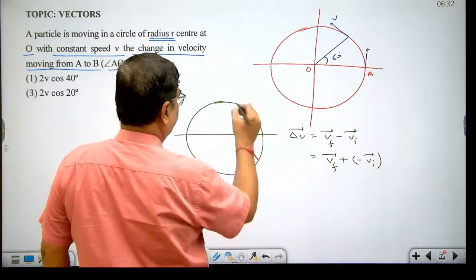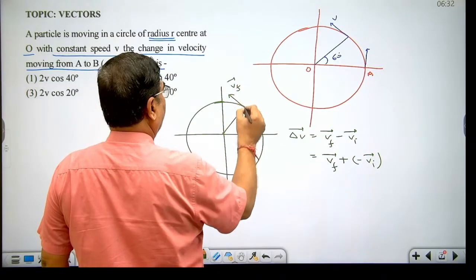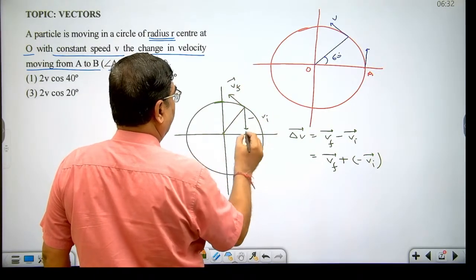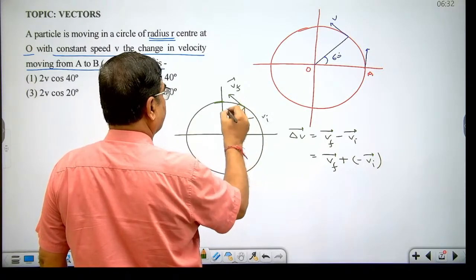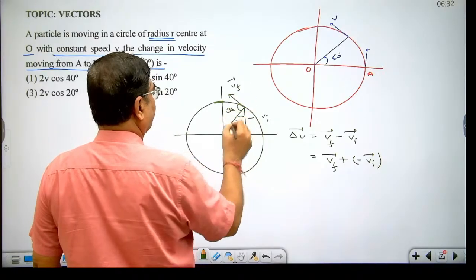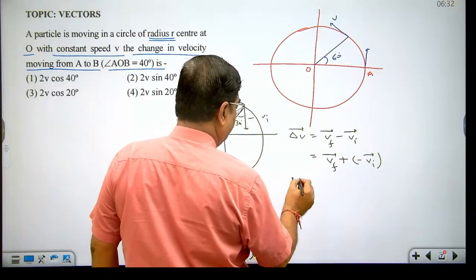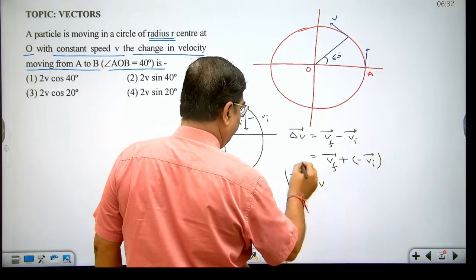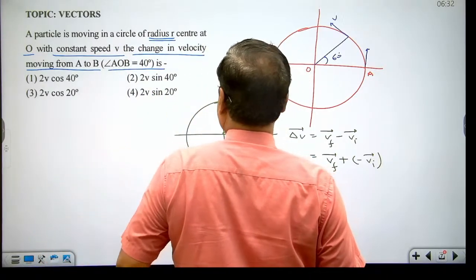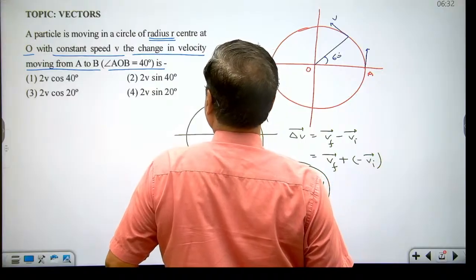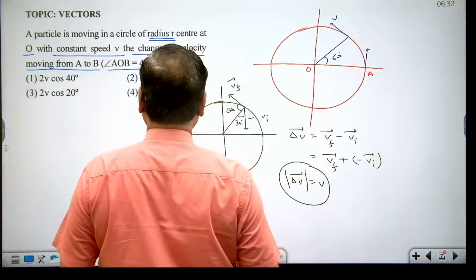This is the situation. This is V final and this is minus V initial. Since this angle is 60 degrees, this angle is 30 degrees, the angle between tangent and normal is 90 degrees, this angle is 90 degrees. So the angle between this and this is 120 degrees, and this is also magnitude V, this is also V, so the resultant will also be V. So the magnitude of change in velocity will be equal to V. But this is not 60 degrees, dear student. In this question, this is 40 degrees.